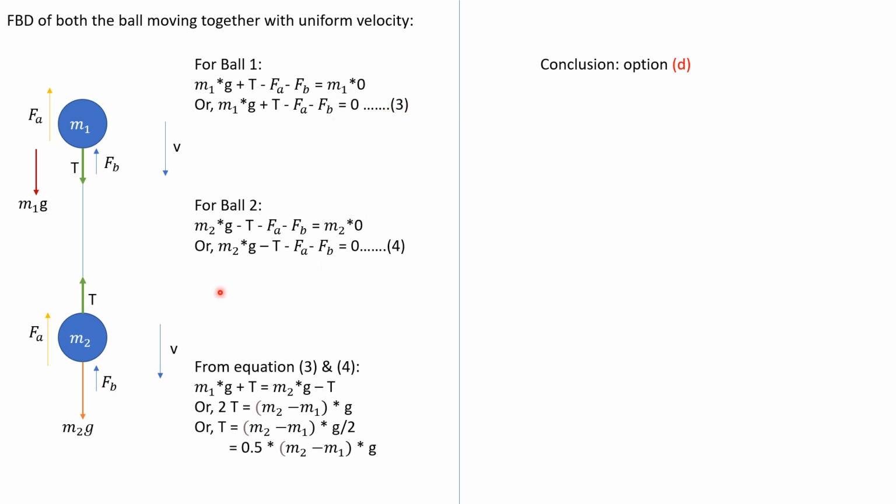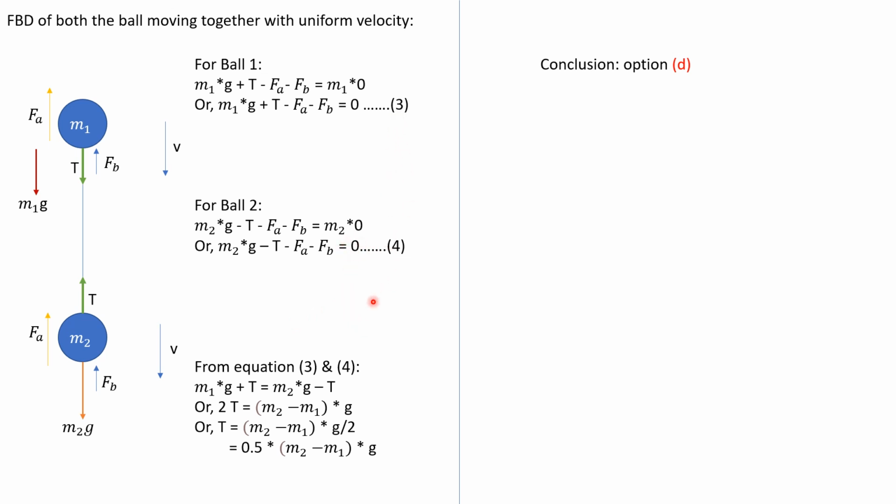Similarly for ball 2, weight is acting downward, m2g, the tensile force exerted by the thread on the ball is minus T because it is acting upward, air drag acting upwards minus Fa, buoyancy force acting upwards minus Fb. Again going down with uniform velocity, so no acceleration, therefore it will be equal to 0.